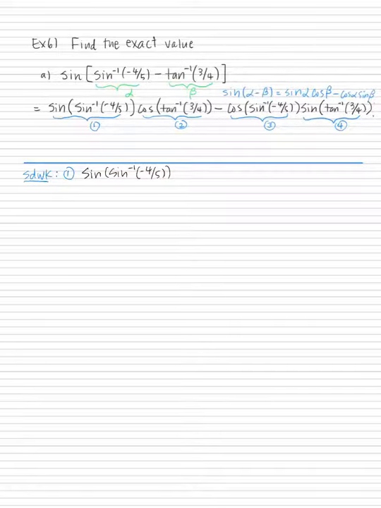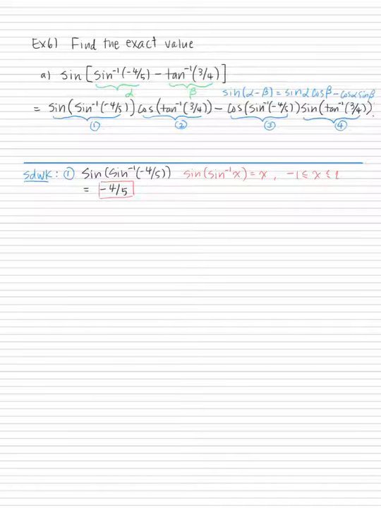Alright, so note that sine of sine inverse of x equals x if x is between -1 and 1. So in this case, -4/5 is inside of -1 to 1. So this one was pretty straightforward. Therefore, this is going to be -4/5. Okay, so let's go to the next one.